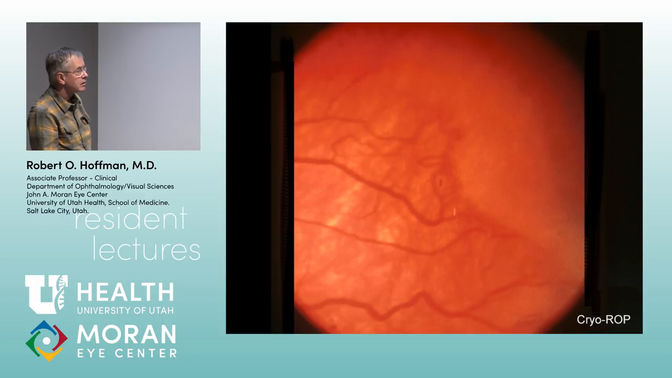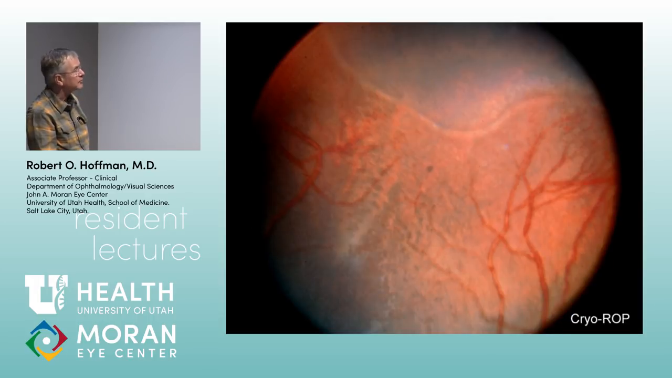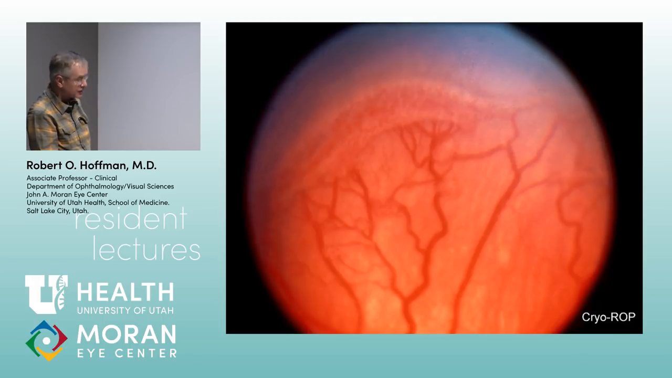ROP. You can hallucinate a little line. Notice you don't see choroidal background as well, where you have avascular retina. And this is a little bit more stage 1, maybe early stage 2 here. This is definitely a raised three-dimensional structure. This is stage 2. Notice the striking difference with the avascular retina. This is stage 3.